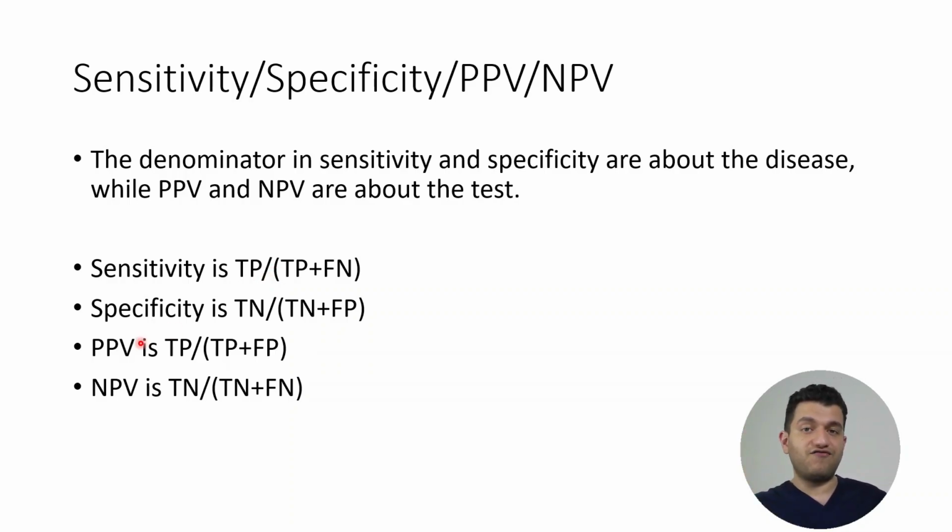In positive predictive value, everyone has a positive test. And again, the numerator is the truth. So true positive on true positive plus false positive, because everyone is positive here. Negative predictive value, everyone has a negative test. So true negative on true negative plus false negative.